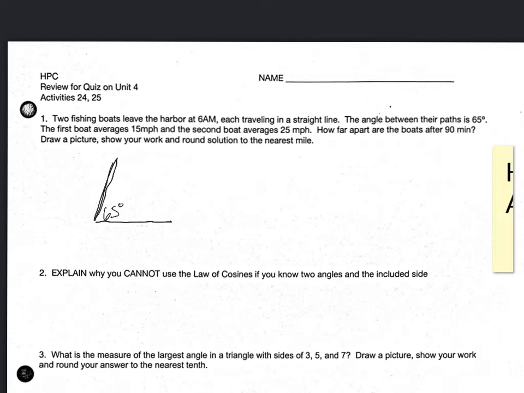Well, we're in miles per hour, so 90 minutes is 1.5 hours. We have to take 1.5 times 15 for the first boat's distance, and that is 22.5. And so one side, doesn't matter which one, is 22.5 miles. And then we have to take 1.5 times 25 miles an hour, and that is 37.5, and that will be the other side. And the question is, how far apart are the boats? So this is the space we are looking for.